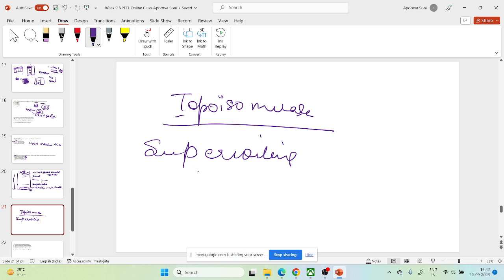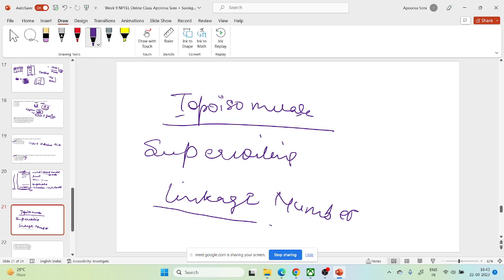It actually goes a lot beyond your linkage number. Have you any idea about linkage number? Yes, ma'am. What is the linkage number? Ma'am, it's the total number of writhes plus twists. Okay, and you must also have studied how the linkage number can be increased and how it can be reduced.